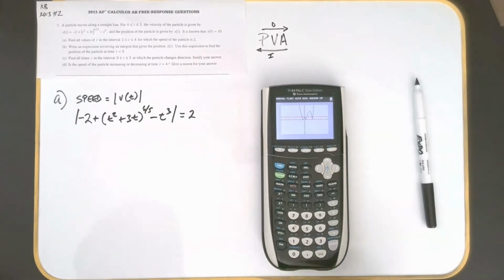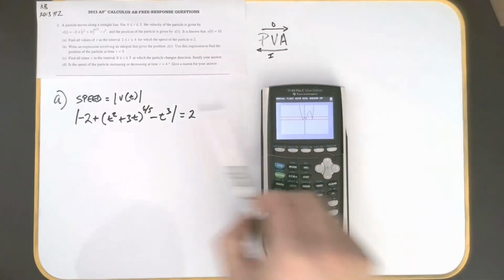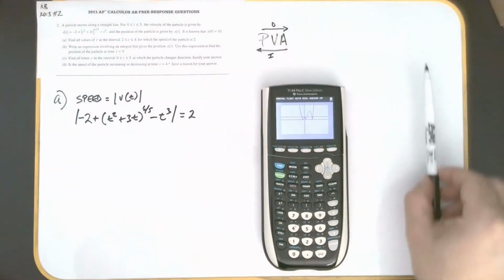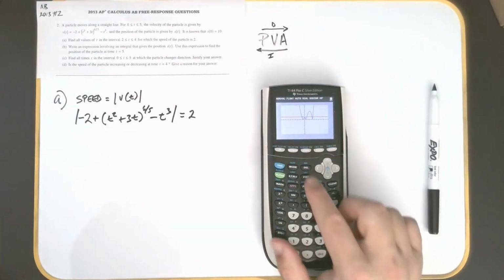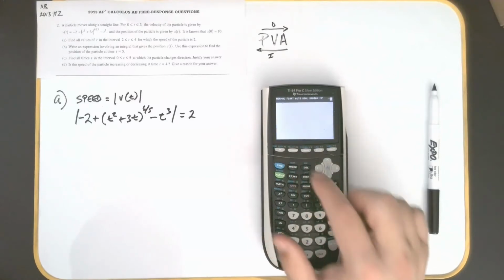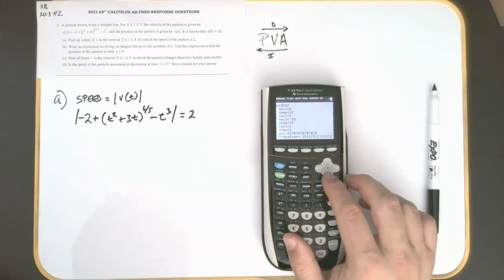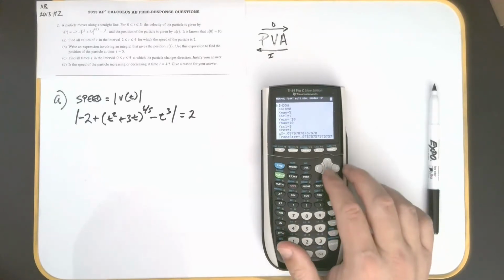But the question says they only want to know this in the interval 2 to 4. And the overall interval for the question is 0 to 5. So I'm going to zoom in on this quite a bit. I'm going to change my window to be a little easier to see. And I'm going to say, well, my x minimum is just 0, and my x maximum is 5.